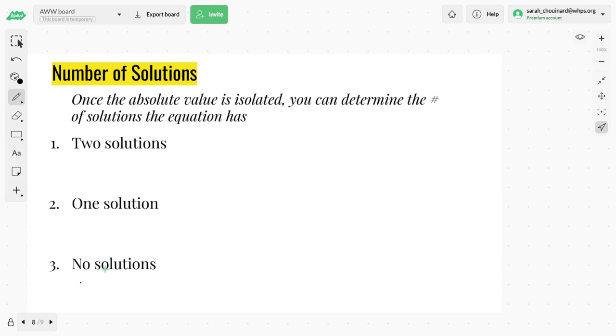So just like with inequalities and equations, we have some special cases. So the number of solutions an absolute value equation will have, first we need to get the absolute value isolated. So we always get the absolute value isolated first, then we can determine how many solutions there are. So there's going to be 2 solutions if the equation is equal to a positive number.